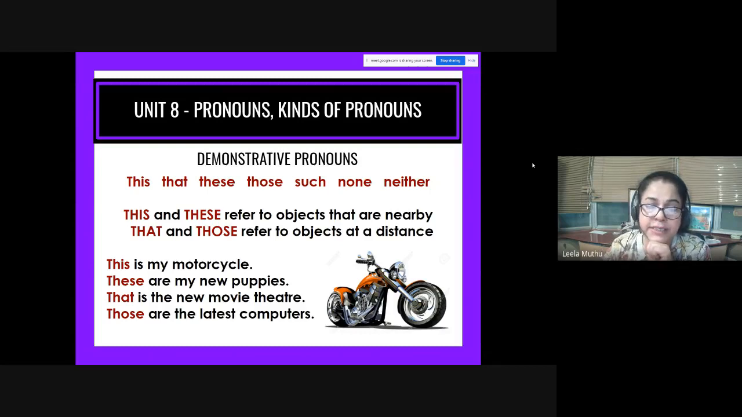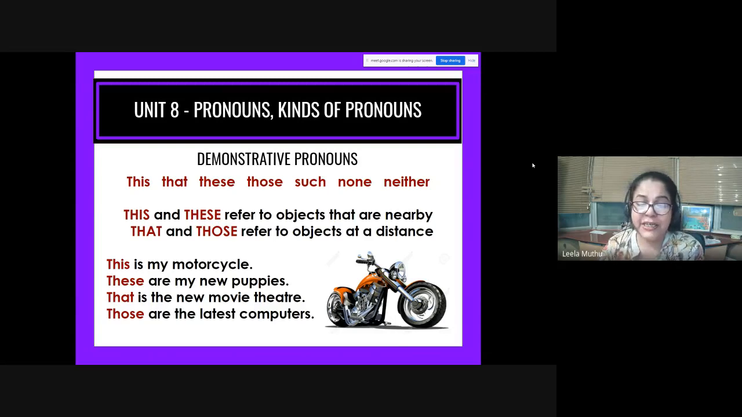Okay, so this and these refer to object or objects which are close by, and that and those refer to object or objects which are further away. Okay, not very close. This is my bicycle or motorcycle. Sorry, that's a Harley Davidson. This is my motorcycle. These are my new puppies. That is the new movie theater. Those are the latest computers.